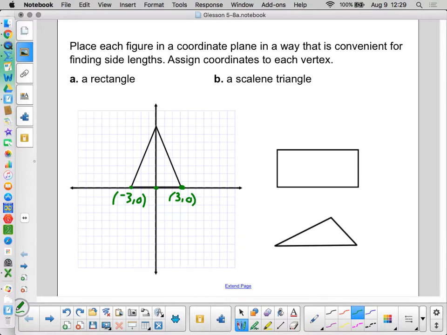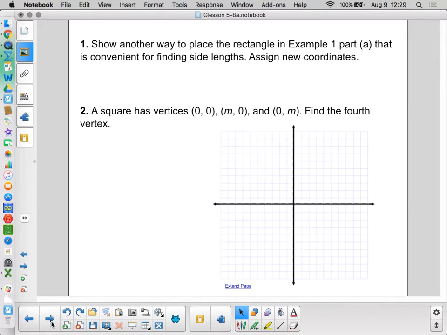We don't always just want to put it in quadrant 1, but placing things in the coordinate plane is a bit of an art form and one we're going to get used to. We've already kind of done that, showing different ways of placing the rectangle that is still convenient for finding lengths. You can always assign new coordinates.